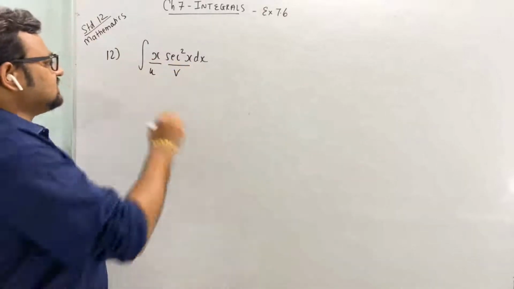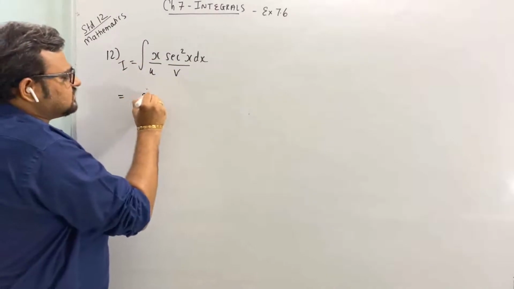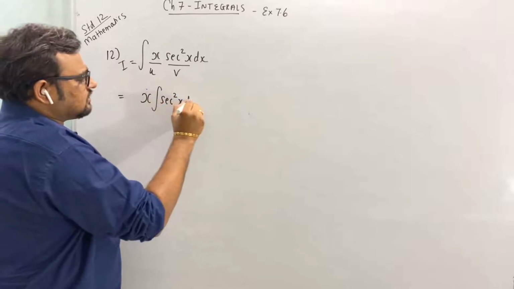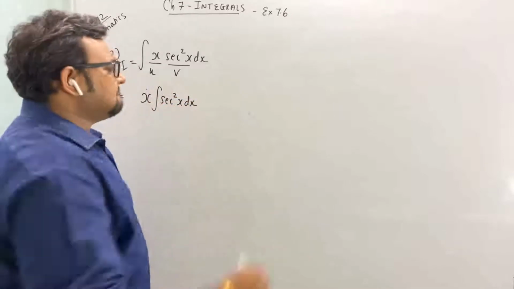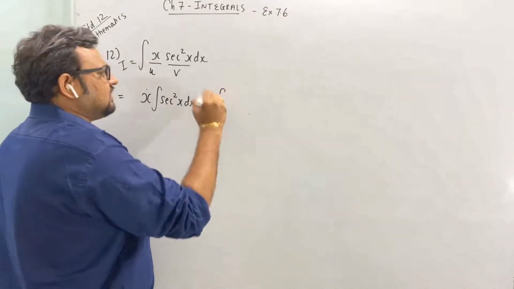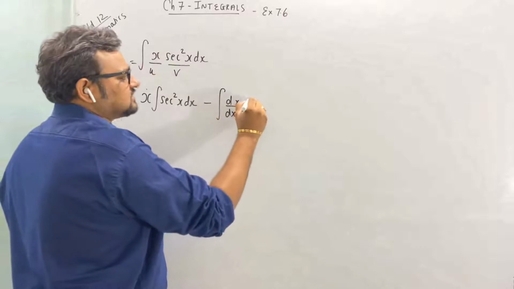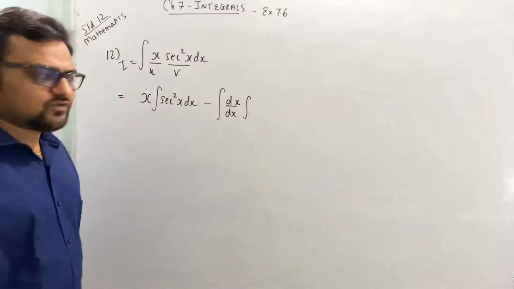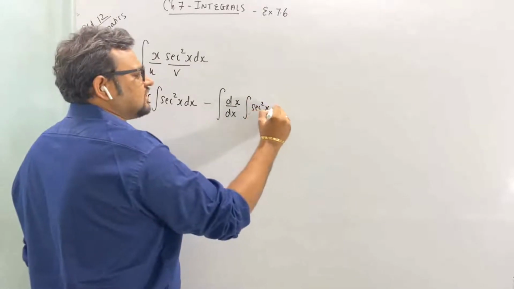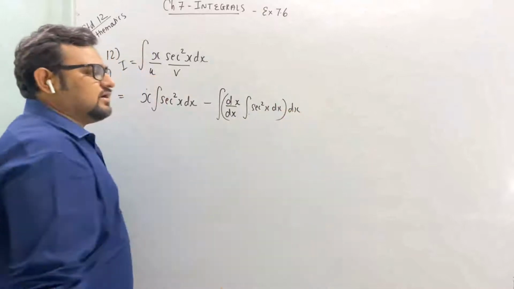So formula is u as it is, integration of v, minus integration of derivative of u, means d by dx. What is your u? X. Integration of v, sec square x dx, whole dx.